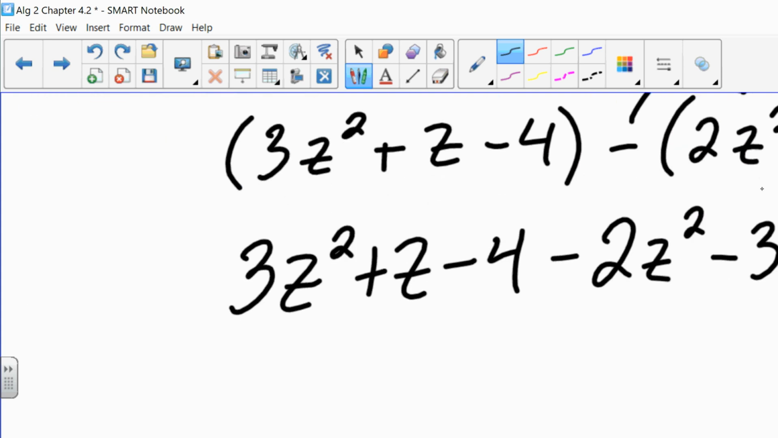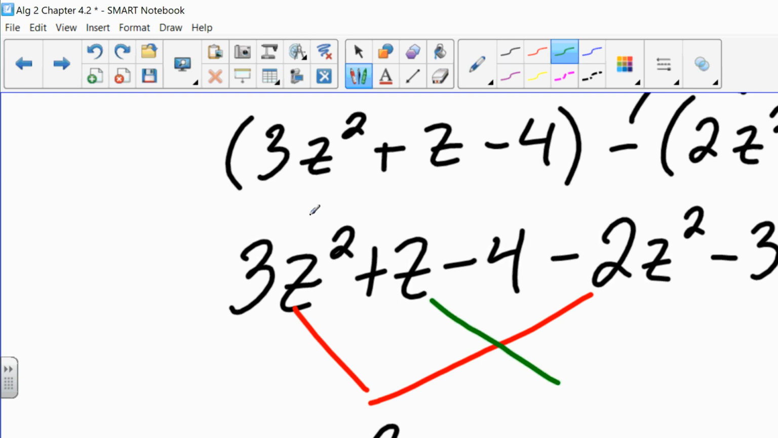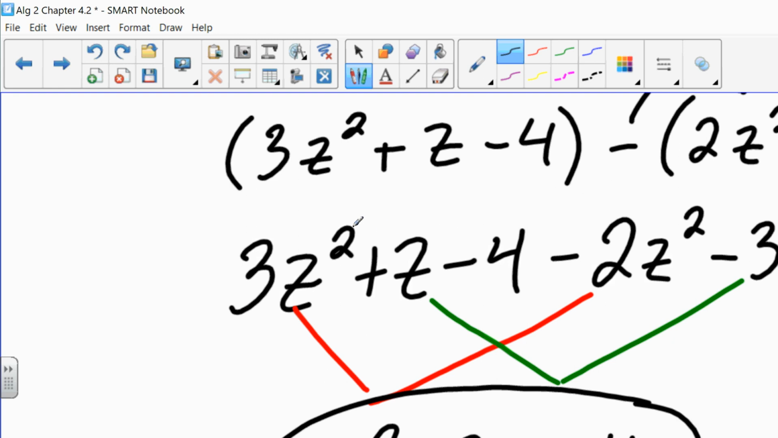And now we can go on and combine our like terms. Well, two of our like terms are 3z squared and negative 2z squared, which would be z squared. We have z and negative 3z, which would be negative 2z. Now, do we have any like terms with negative 4? No, so it just stays negative 4. And that's it.